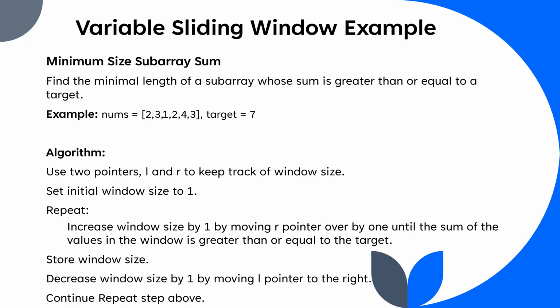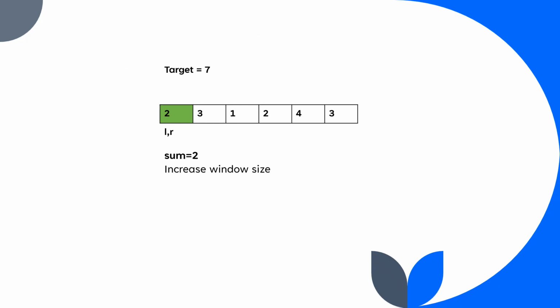Now we want to find the next window that has that target. So you're going to do that by decreasing the window size by 1 by moving your left pointer to the right. And then you're going to continue that repeat step. In that process, you're going to find all of the windows that have a sum greater than or equal to 7.